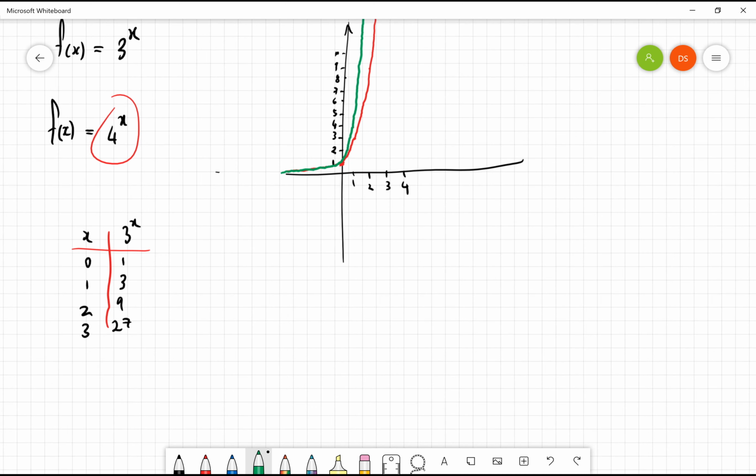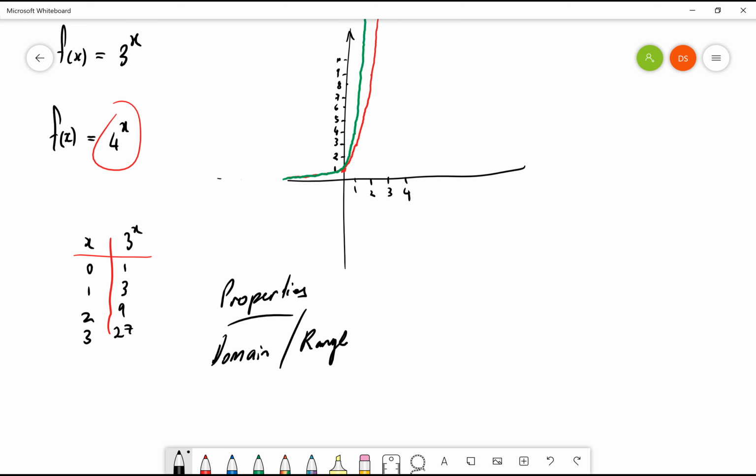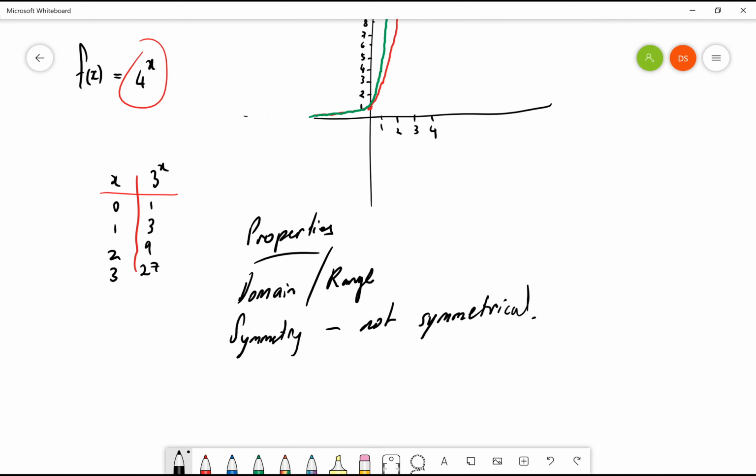But what about the properties of exponential graphs? Well, the domain and range are the same kind of ideas. So what part of the graph are you going to use, and how much of the domain and range are we going to use? So that's not going to change too much. Symmetry, though, not symmetrical at all, ever.